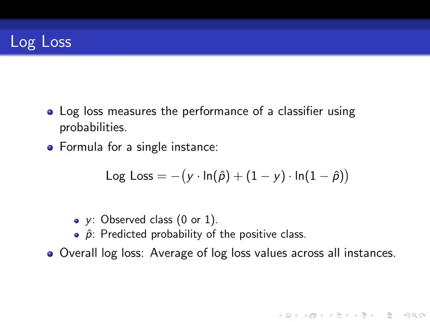Log loss, on the other hand, evaluates the performance of classifiers by considering probabilities. It's calculated using a formula that incorporates the natural logarithm of predicted probabilities. The closer the predicted probabilities are to 0 or 1, the lower the log loss. This metric is especially useful for penalizing uncertain or incorrect predictions and is widely used for logistic regression.